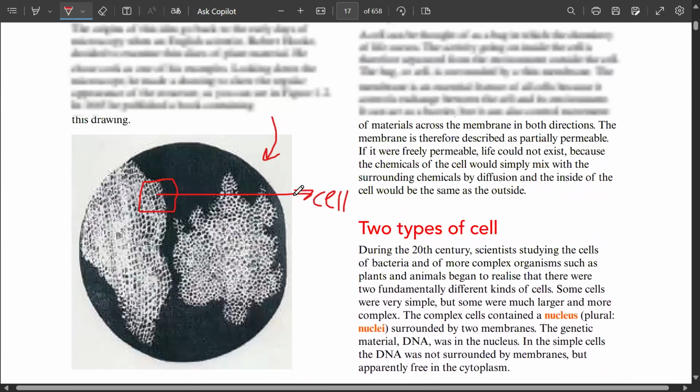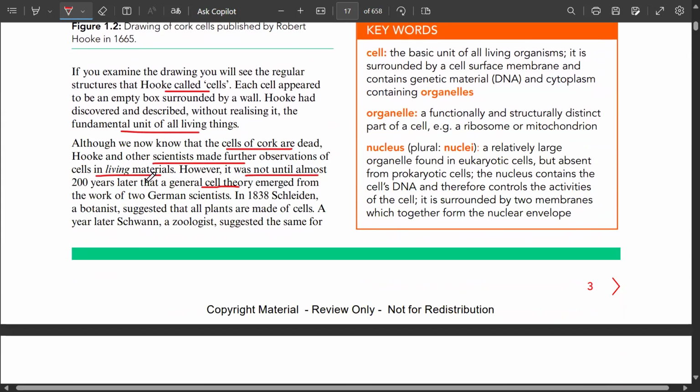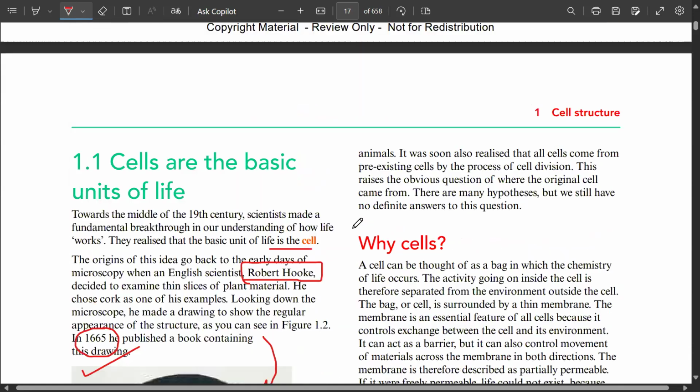Now, the first discovery was made in 1665, where he published a book containing this drawing. After 200 years, scientists made further observations and came up with the cell theory. Cell theory is asked in the paper as well, important for paper number 2. This was done by two German scientists 200 years after Robert Hooke discovered the first cell. In 1838, Schleiden, a botanist, suggested that all plants are made up of cells. Then Schwann, a year later, a zoologist, suggested the same for animals.